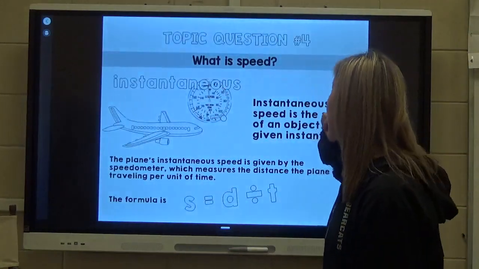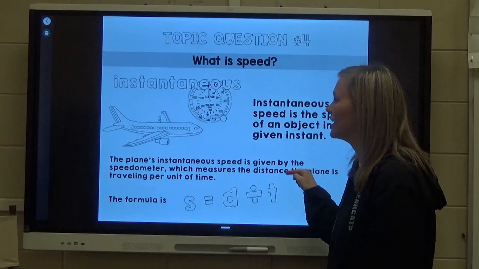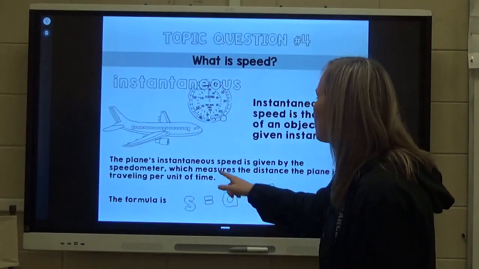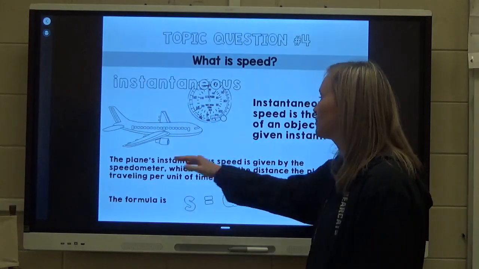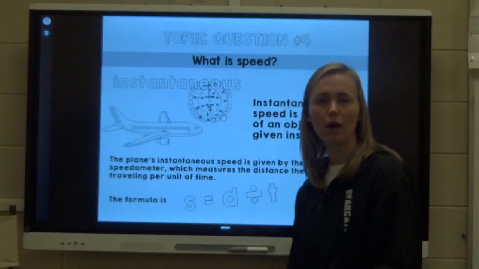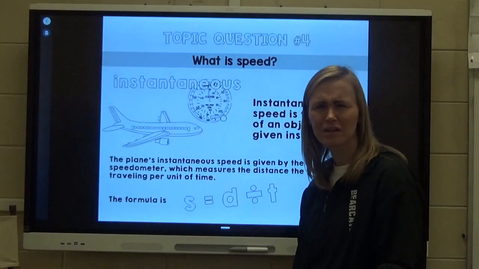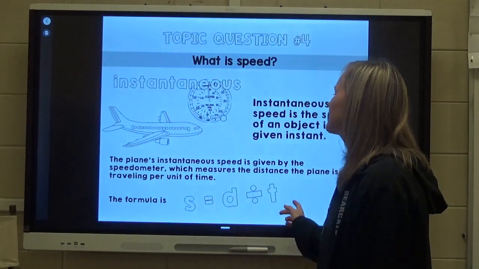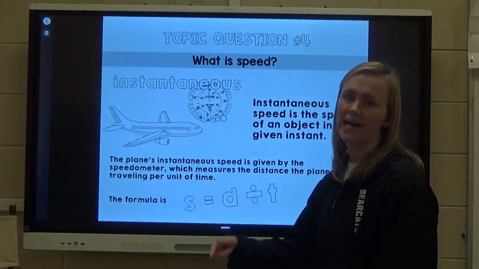Instantaneous speed. Instantaneous speed is the speed of an object in a given instant. At that moment, how fast are you traveling? The plane's instantaneous speed is given by the speedometer, same as your car. I'm not sure if planes have speedometers. Do they? I'm not sure, which measures the distance the plane is traveling per unit of time at that exact moment.